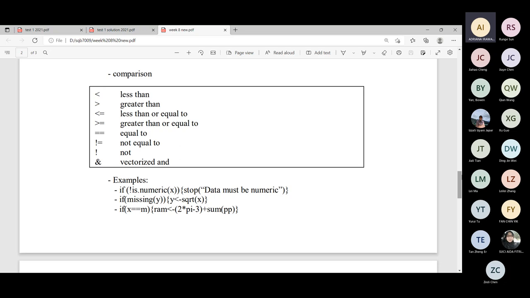So you can see the example: if not equal to numeric, or if missing less than whatever, or if x equal to m, whatever. You can actually do a lot of things with the comparison part. But you must use this function. This is similar to any other programming language. If you use C or C++, they have similar things, even Fortran. The comparison part is similar; it's just how they write it that might be different.